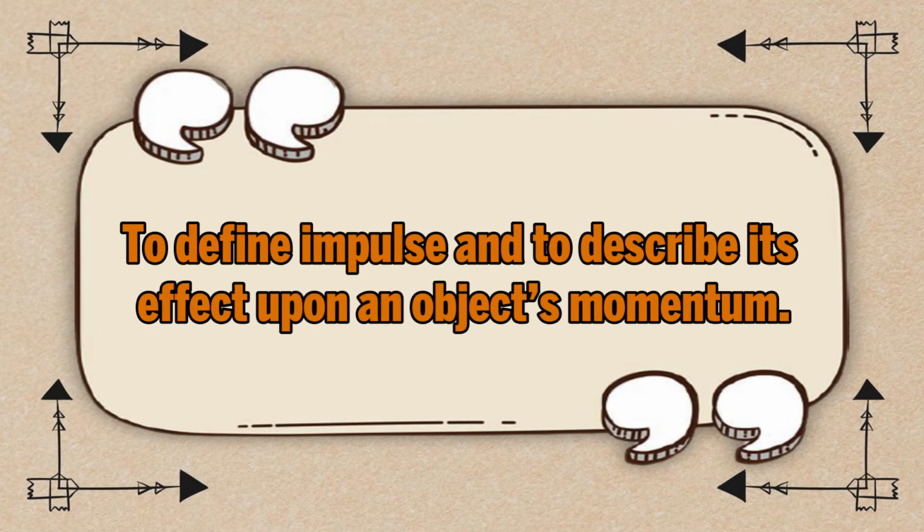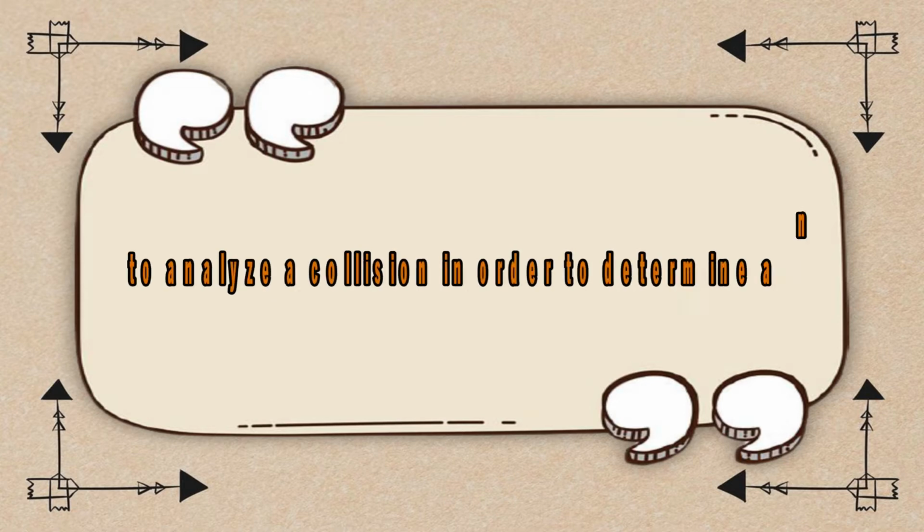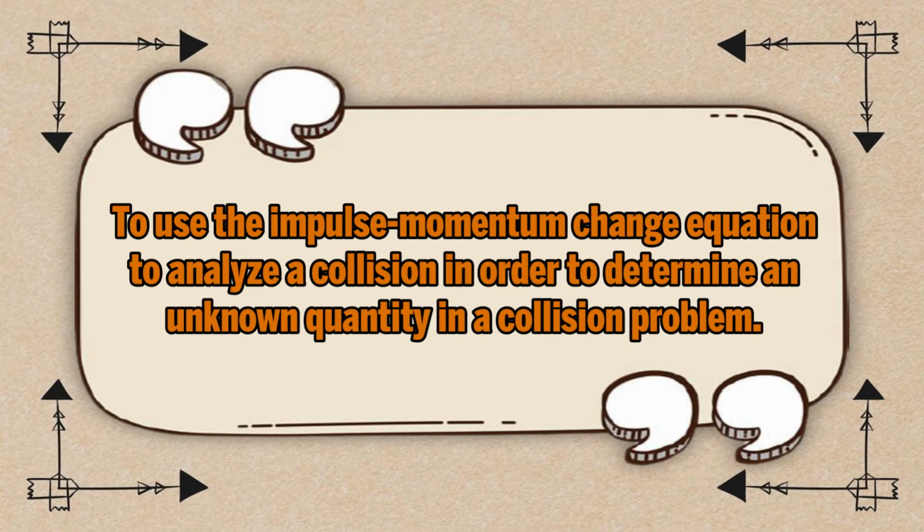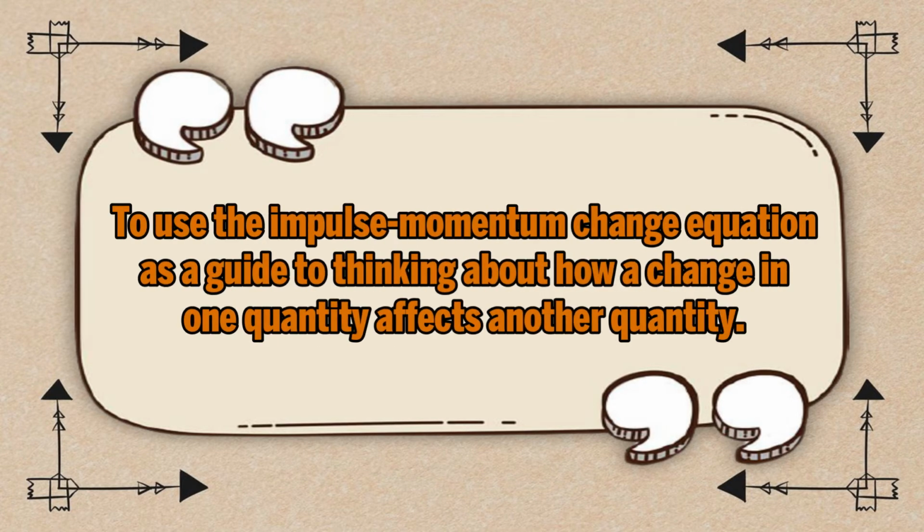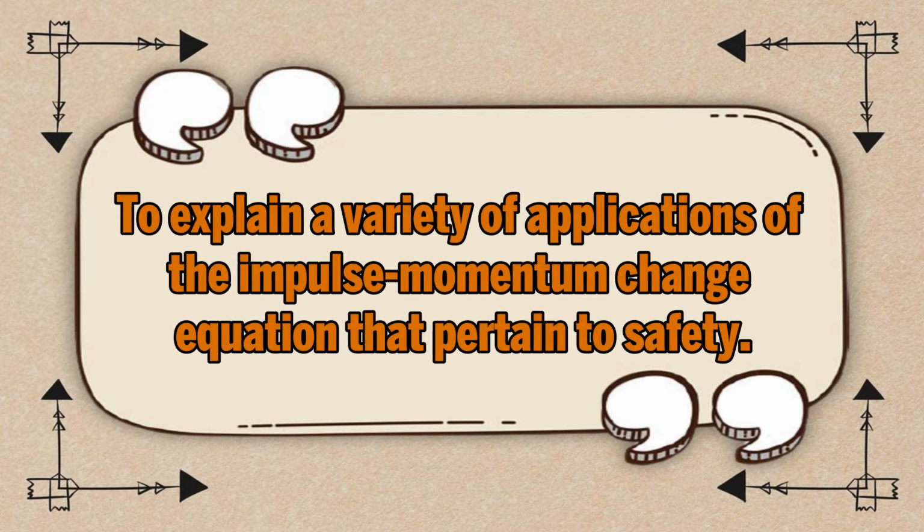Second, to define impulse and describe its effect upon an object's momentum. Third, to use the impulse momentum change equation to analyze a collision in order to determine an unknown quantity in a collision problem. Fourth, to use the impulse momentum change equation as a guide to thinking about how a change in one quantity affects another quantity. And lastly, to explain a variety of applications of the impulse momentum change equation that pertain to safety.